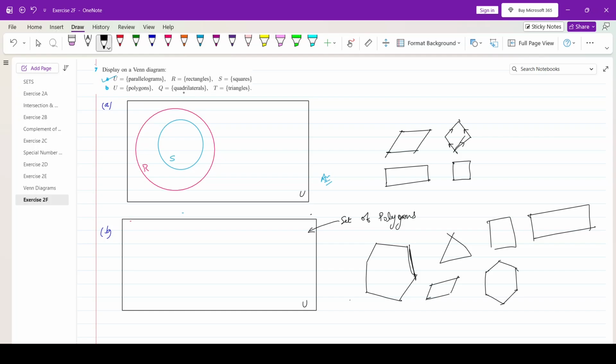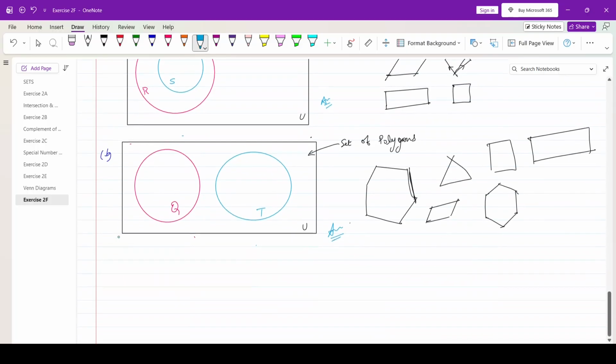So quadrilaterals are those polygons which have four sides, and triangles are those polygons which have three sides. So can we say that quadrilaterals will not overlap the triangles, because a polygon can only have either three sides or four sides or any number of sides, but a single polygon cannot have three and four both number of sides, right? Therefore they will not intersect each other, they will not overlap each other. So this is our answer. Let's move on to the next question.